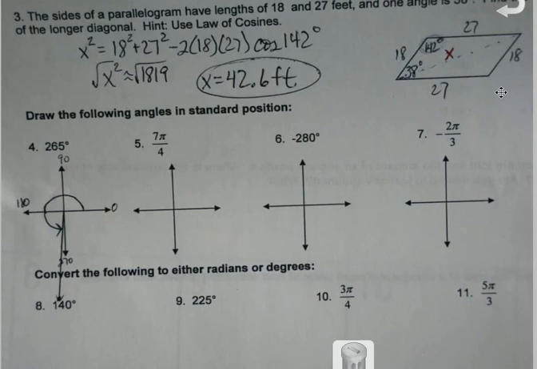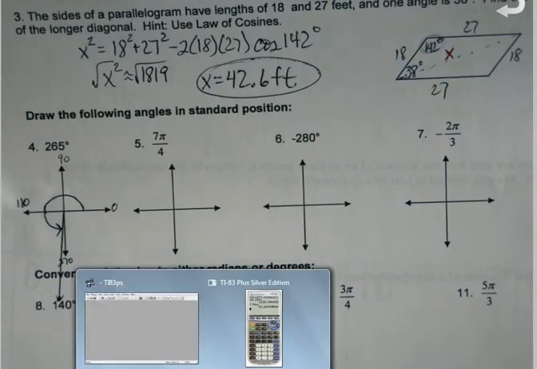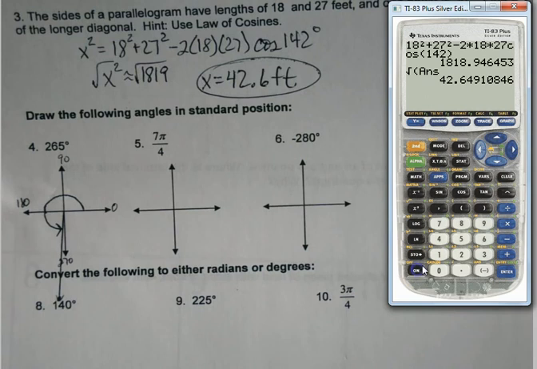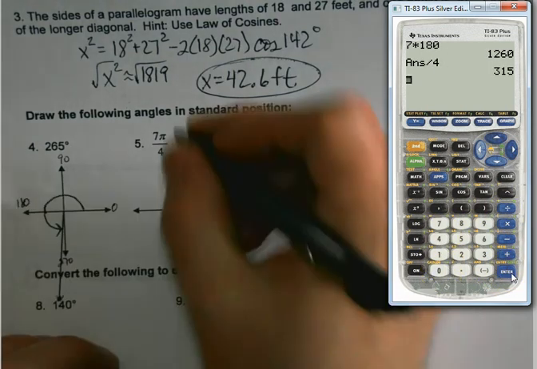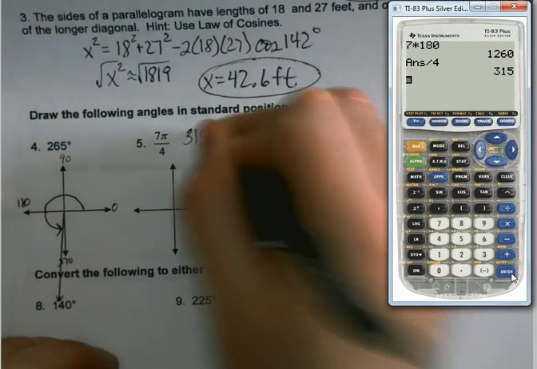If it's in radians, in other words, if it's in pi, you can make yourself a quick math note to see what it would be in degrees. Because remember, what's pi in degrees? 180. So I can just do 7 times 180 and divide it by 4. So this is really a 315 degree angle.